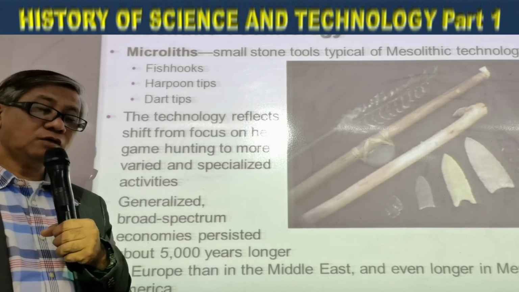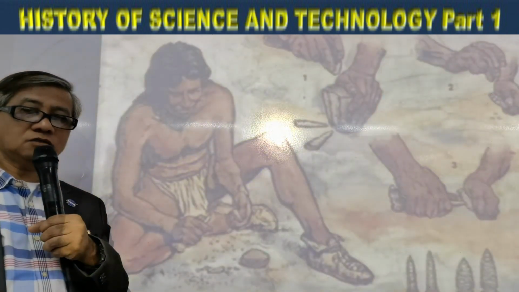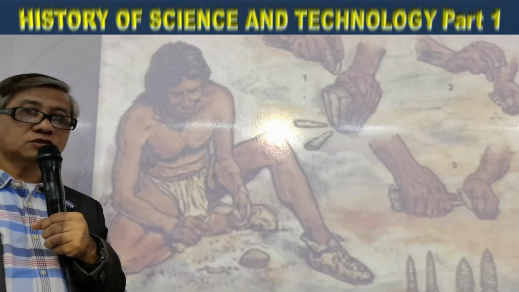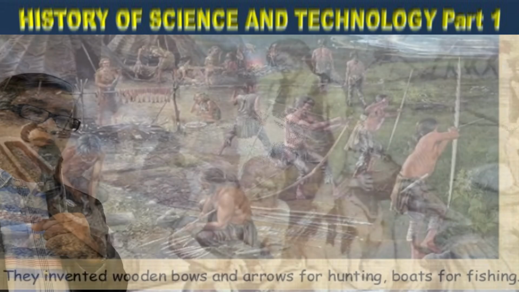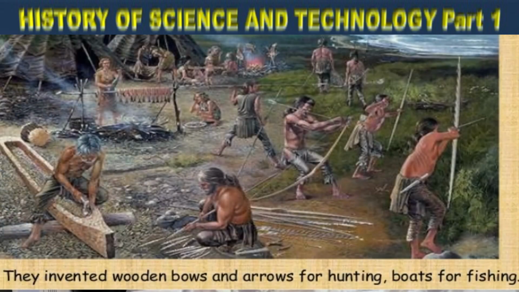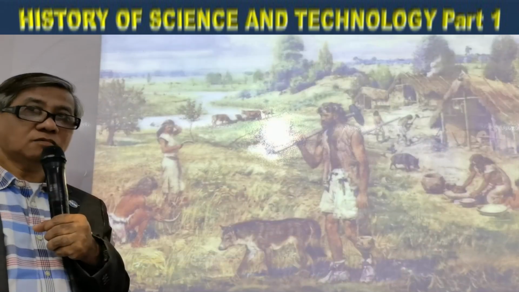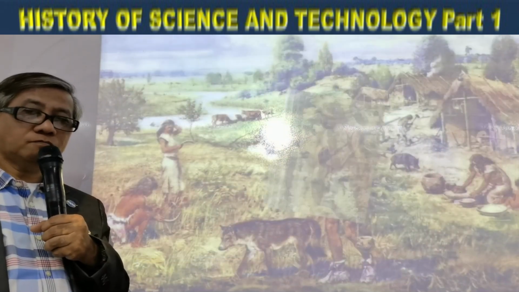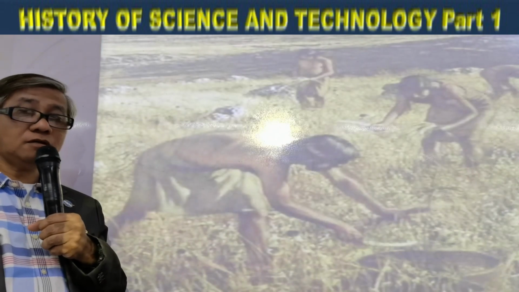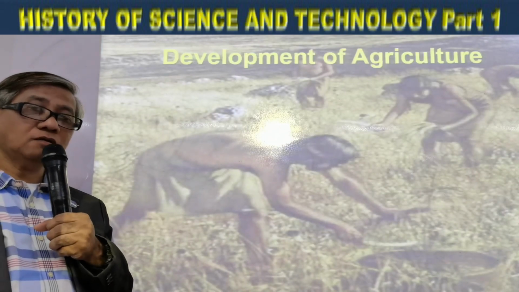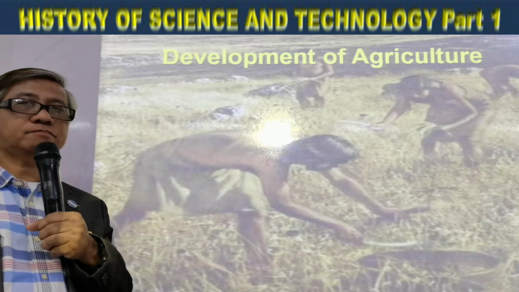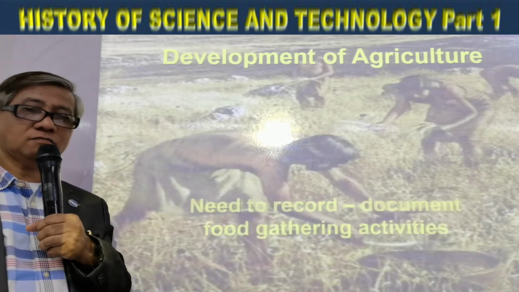All right? So that's how we characterize the Mesolithic age. So they made very small stone tools. They engaged in leatherworks. Kaya meron silang mga damit made of animal skin. All right, and probably they also used the animal skin for their shelter, and also they were able to domesticate animals, and they also learned how to plant. Okay, so they developed agriculture for the first time. They learned how to plant crops and to domesticate animals.